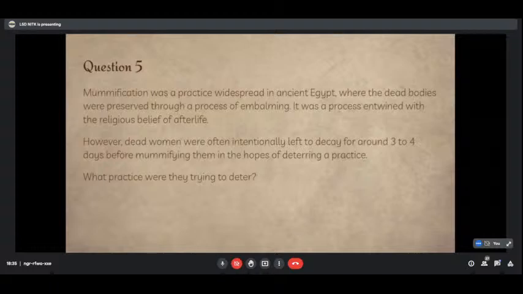Mummification was a practice widespread in ancient Egypt where the dead bodies were preserved through a process of embalming. It was a process entwined with the religious belief of afterlife. However, dead women were often intentionally left to decay for around 3 to 4 days before mummifying them in the hopes of deterring a practice. What practice were they trying to deter? So think about why specifically they would let the women's bodies decay, but not men.